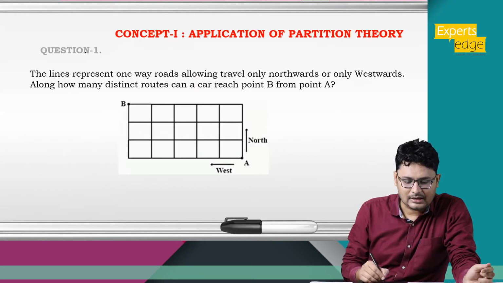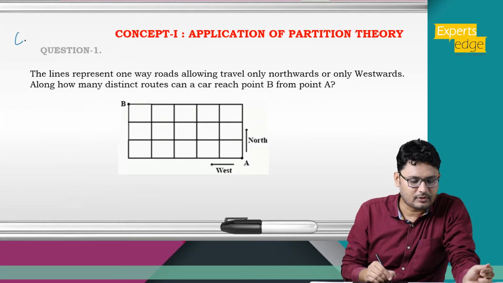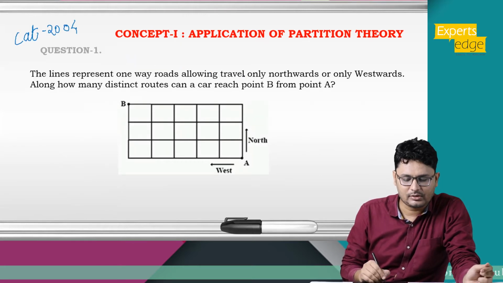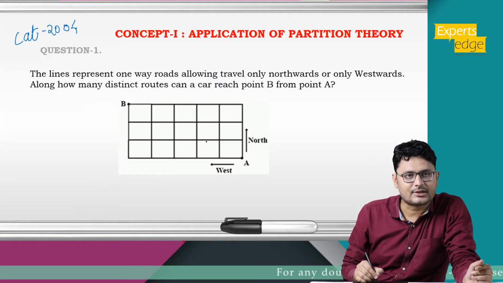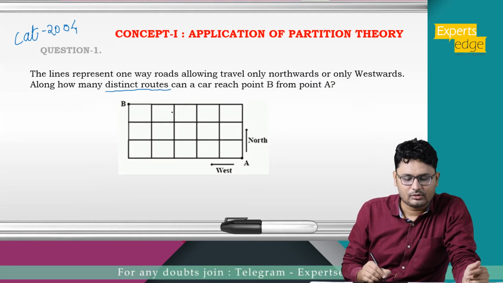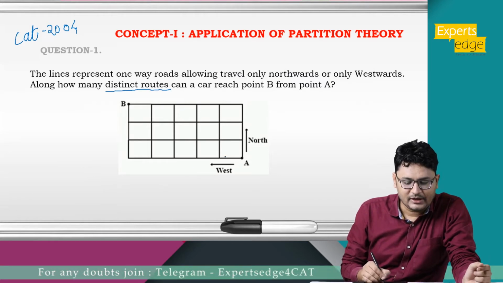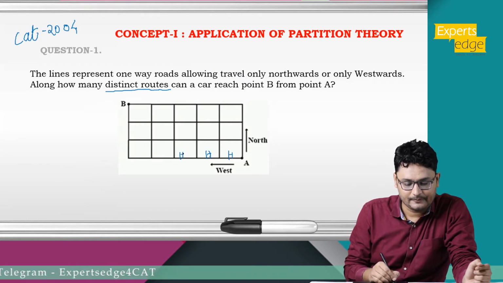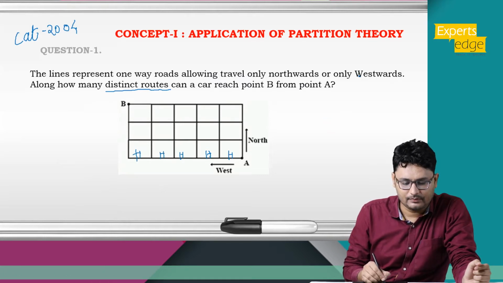This is a CAT 2004 question, a very plain vanilla question. Just give it a try. What is it saying? The lines represent one-way roads, allowing travel only northwards or only westwards. So you can go only in the upward direction, either north or west. How many distinct routes are possible? The same thing: how many horizontal brackets are there? 1, 2, 3, 4 and 5. So I have 5 horizontal brackets.